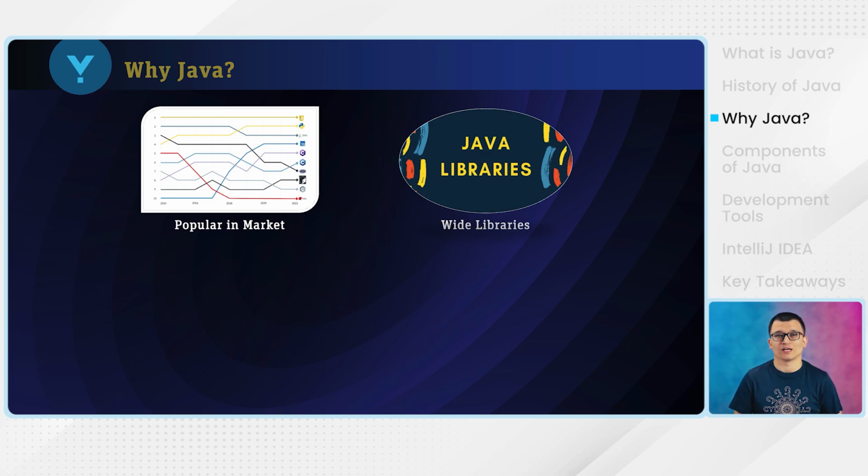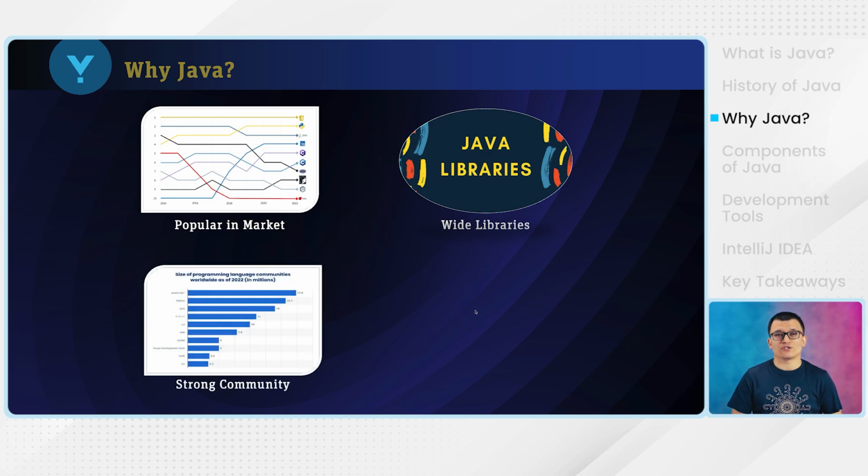Another reason is that Java has a large and active community of developers. What does it mean to you? If a programming language has an active community with lots of developers, that means there are lots of resources available to help you learn and troubleshoot. It is also going to make it easier for you to troubleshoot the problems that you face while writing your Java source code.